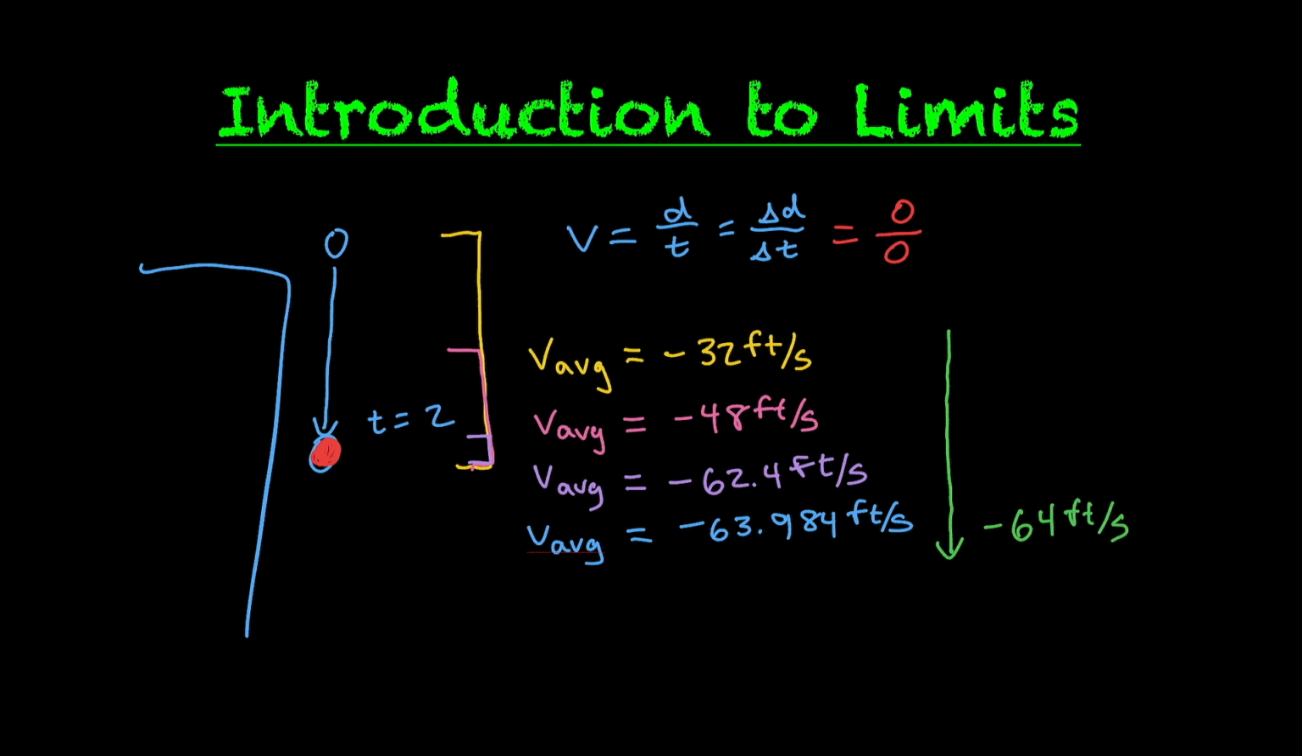And that's really the idea of the limit, is that we can never go all the way to 0 time frame, because then you're doing 0 divided by 0, and that's not allowed. But we can get closer and closer and closer to a time frame of 0, and we can see what this value is going towards. So in this way, we would say that the limit of the velocities is going to negative 64 feet per second.